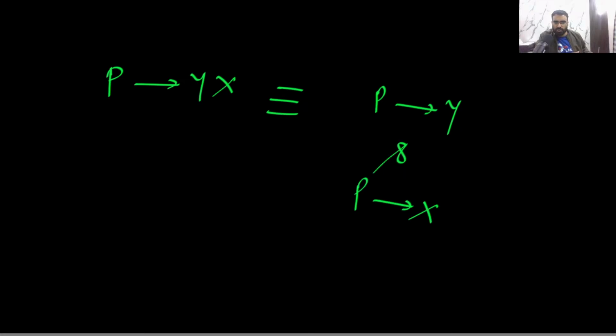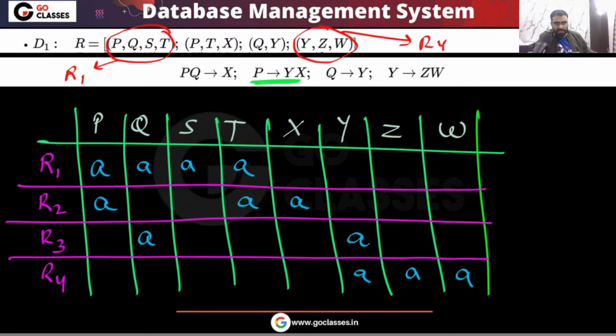Okay, this is what you can do. This FD I can rewrite as P determining Y, P determining X. So you can see P determining Y. What does it mean? Whenever two tuples have the same P value, they must have the same Y value. You can see these two tuples have the same P value, so the first two tuples must have the same Y value. Remember, here the Y value will be the same, but I don't know what the Y value is. So I can put some random value like B1.